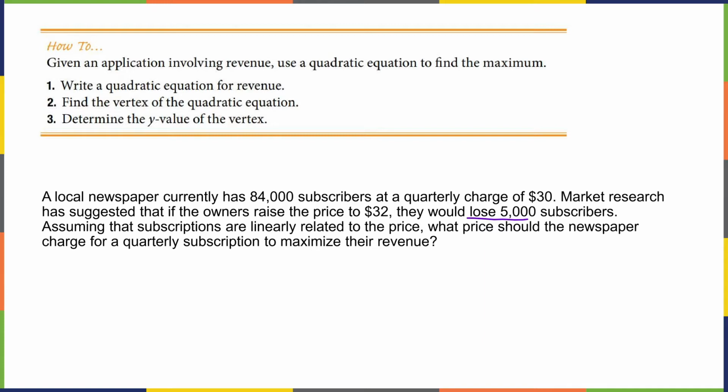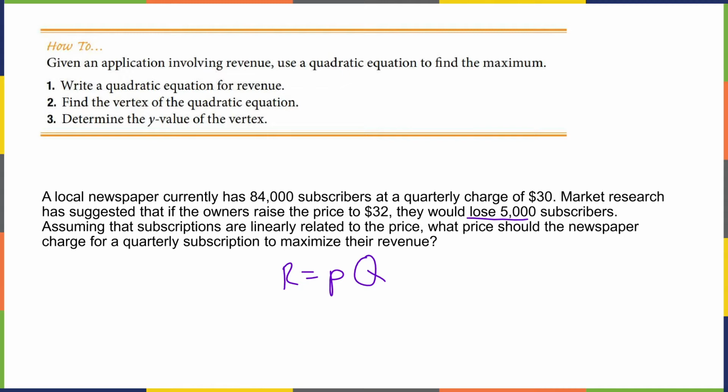Revenue, again, is how much money you are bringing in. So what you want to do is recognize that revenue is going to be the price of the item times the quantity of items. A lot of times you'll see it as R equals P times Q. So we know here that when we have price, they said that $30 will get them 84,000 subscribers. But when it's $32, we will lose 5,000 subscribers. That means that we go from 84,000 to 79,000 subscribers when we change that price.